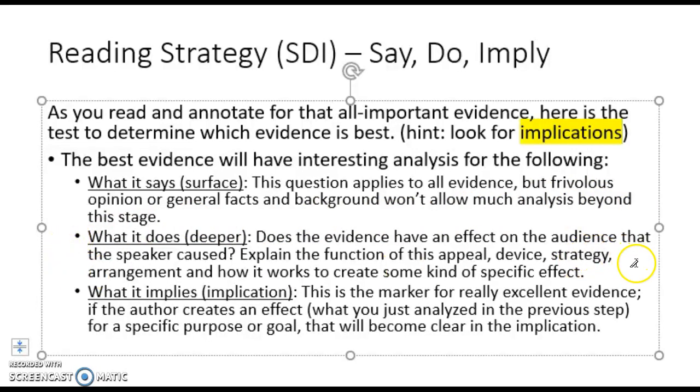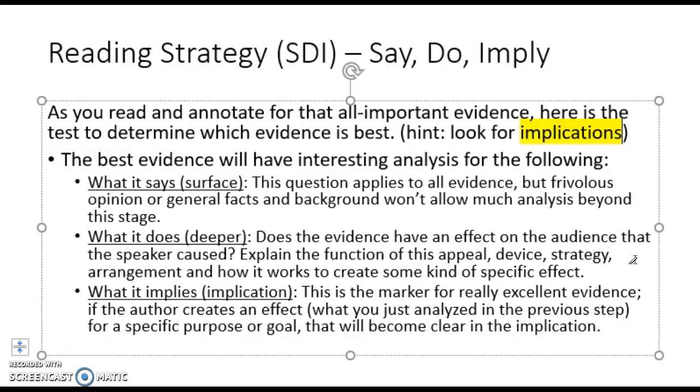What you want to try to find is stuff that'll go a little bit deeper, stuff that the author or speaker has put in there deliberately to create a specific effect for the audience, something that you can explain how it works, and describe the cause and effect relationship between what the author has done and how the audience should feel as a result.